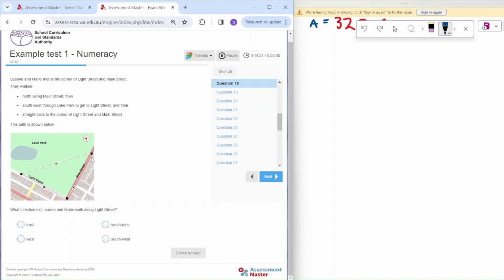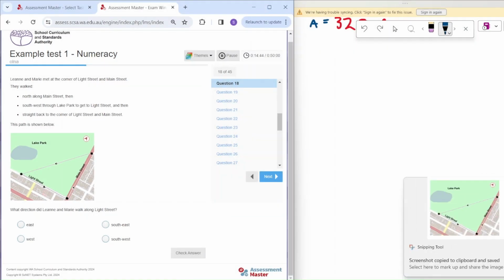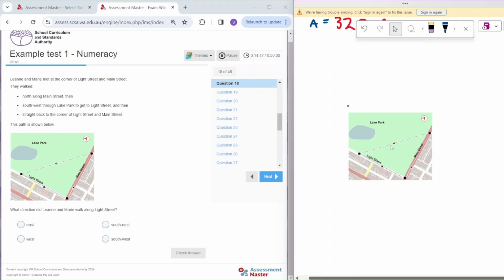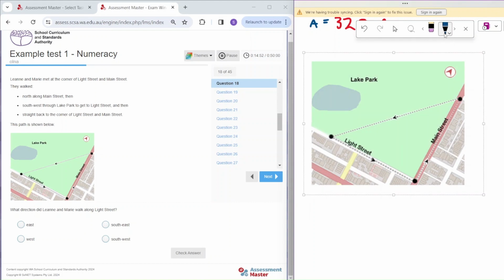So they walked north along Main Street, southwest through Lake Park to get to Light Street, and straight back to the corner of Light Street and Main Street. What direction did Leanne and Marie walk along Light Street? Well, if we're paying attention to the orientation of this, it's oriented that way, so north is this way. Let me do a snip of this again and I can show you exactly what I mean. Snip, cross that out, paste it in. Let's just blow it up a little bit so we can see. Lovely. So we've just been asked, what direction did Leanne and Marie walk across Light Street?